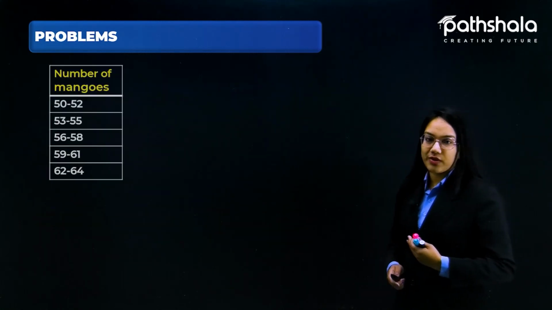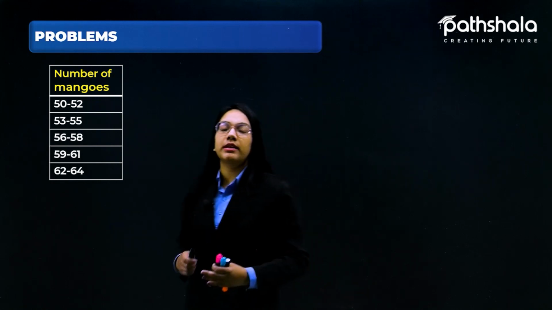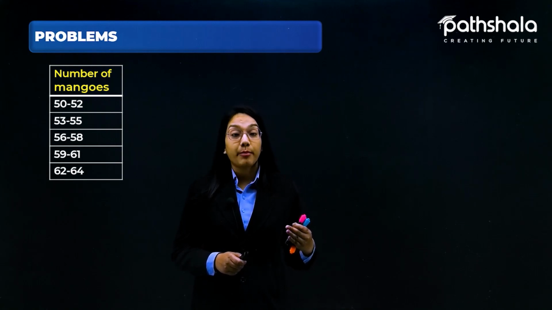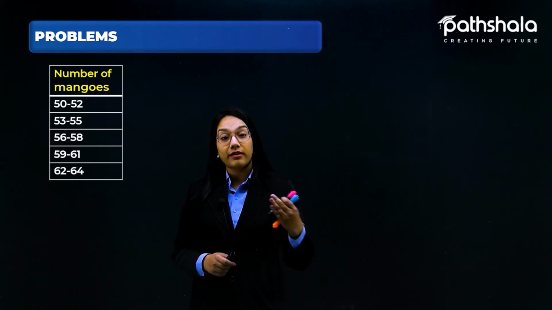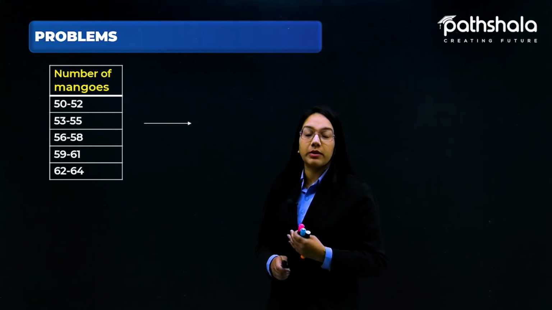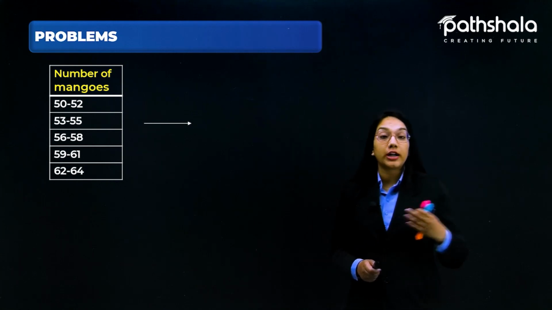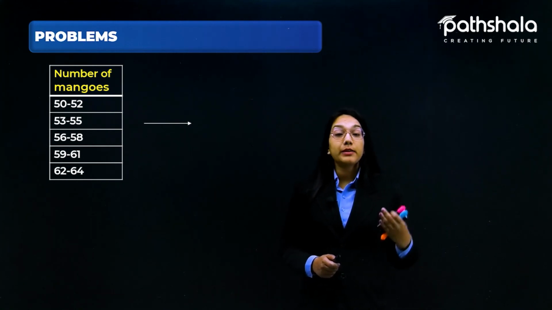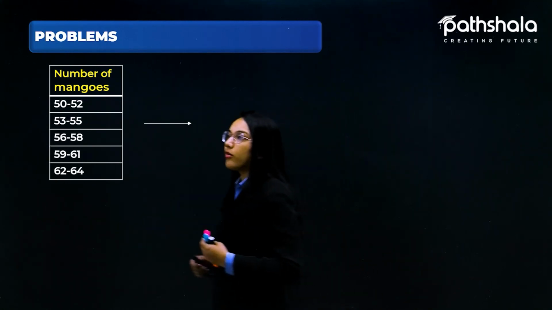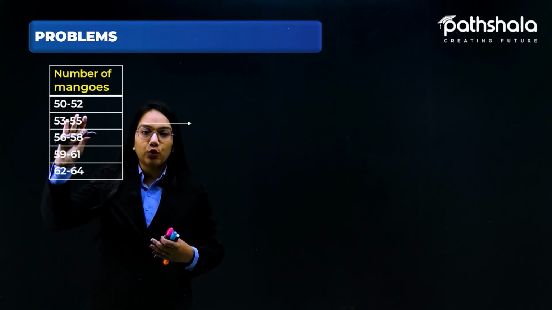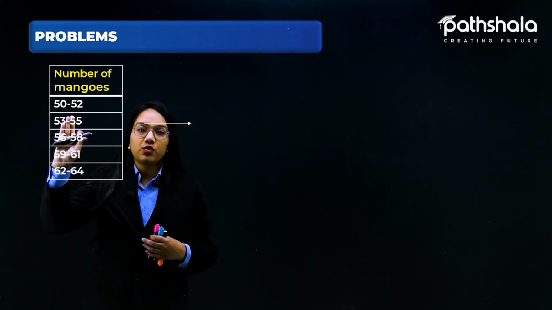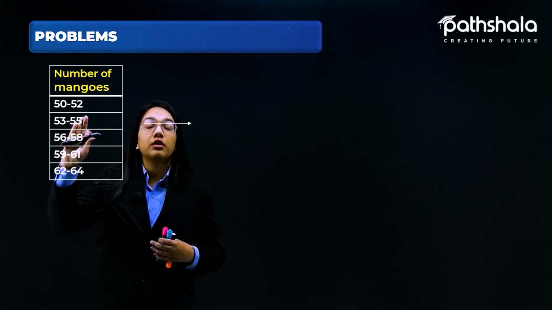Always remember that whenever we have to convert the intervals into a continuous manner, we always have to add 0.5 to the upper limit and subtract 0.5 from the lower limit. For instance, for the very first interval, which is 50 to 52, we subtract 0.5 from 50 and add 0.5 to 52. So this would be 49.5 and this would be 52.5.